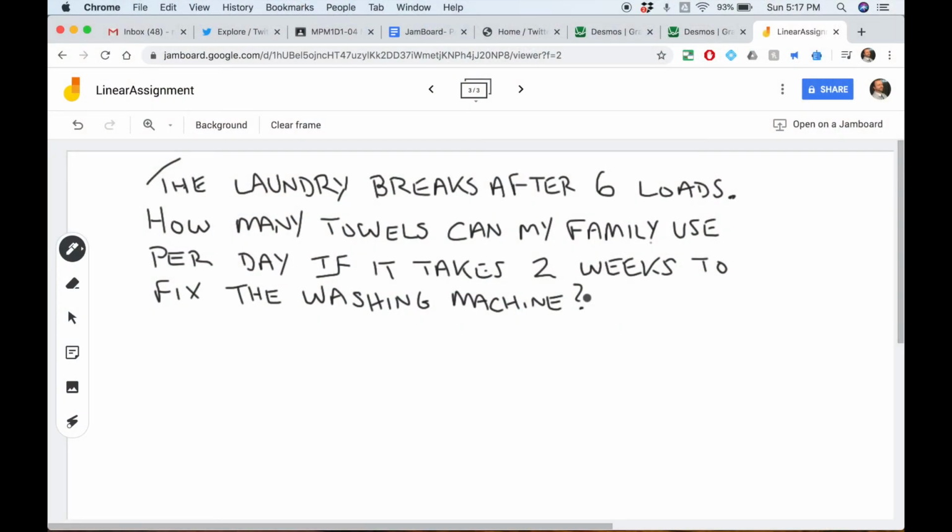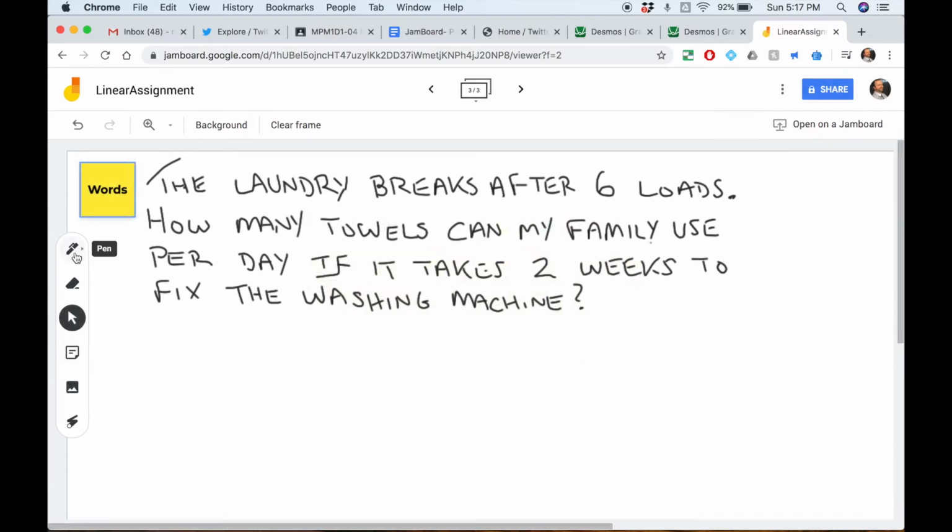Bigger problem happened today. After 6 loads of laundry, our laundry machine broke, and now we're stuck with however many towels we were able to get done. So I need to figure out, and you're gonna help me, how many towels per day can we use in my house to make sure that those towels stretch me for 14 days. Our second problem here, my laundry machine is broken after only 6 loads. How many towels can my family use per day if it takes 2 weeks to fix the washing machine?